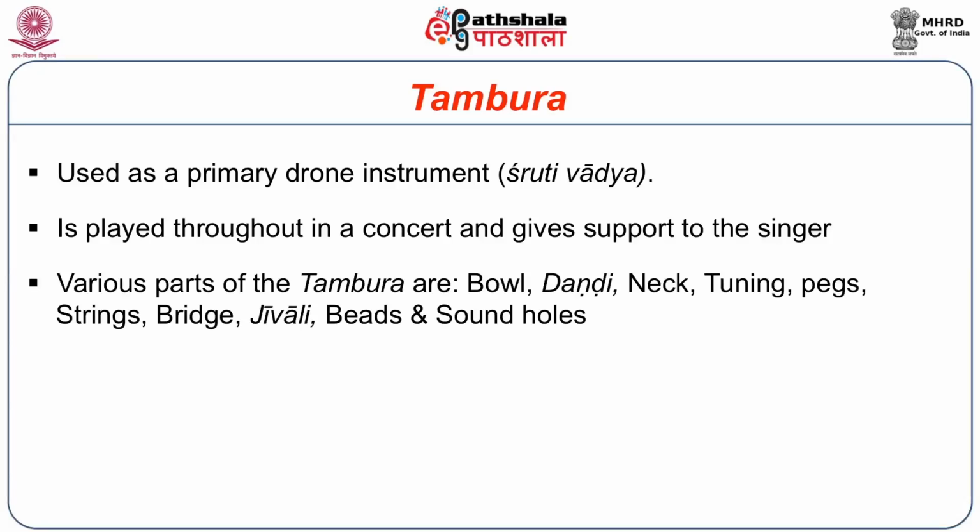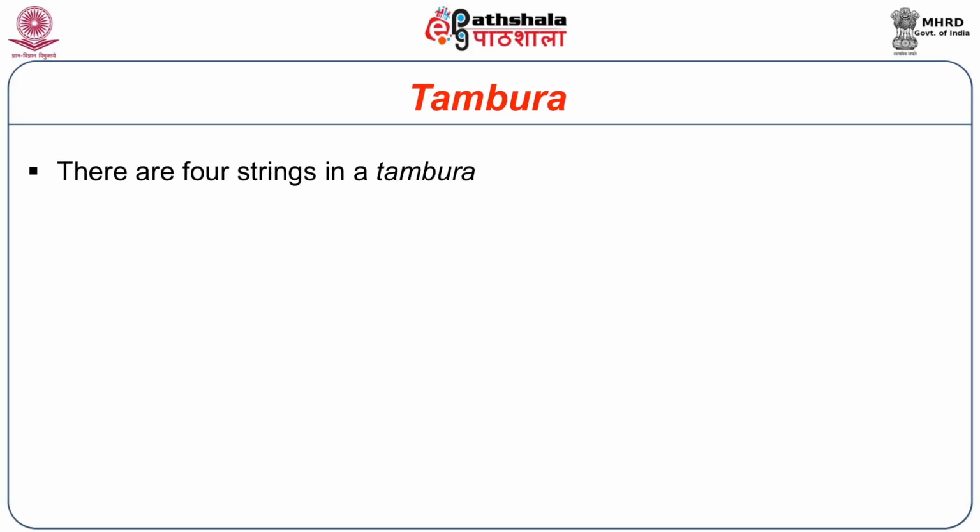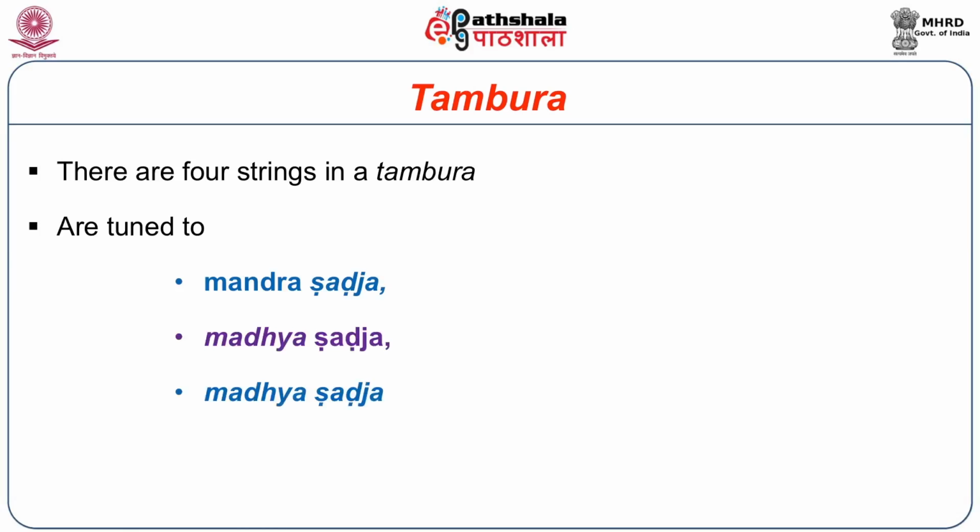The various parts of the Tambura are the bowl, the dandi, neck, the tuning pegs, strings, bridge, jivali, the beads and the sound holes. There are 4 strings in the Tambura and they are tuned to the Mandra Shadja, the Madhya Shadja, the Madhya Shadja again and the Mandra Panchama.